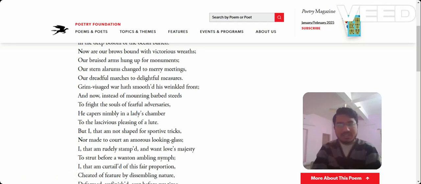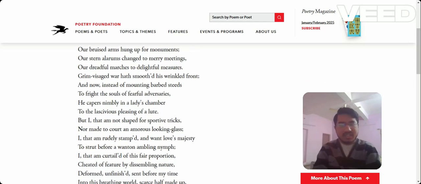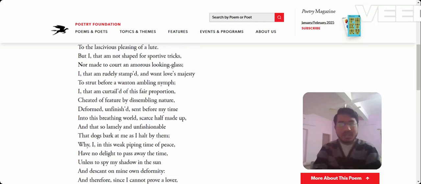I that am rudely stamped and want love's majesty. Shakespeare uses legal and financial terminology: that fate has rudely stamped me, I who have never experienced love and its majesty, to strut before a wanton ambling nymph, that I also have this opportunity, this pleasure of chasing after beautiful women. I that am curtailed of this fair proportion, something that should have been a part of my life too, something that should have been given to me as well in a fair amount. It has been curtailed, it has been prohibited, it has been removed, cheated of feature by dissembling nature.